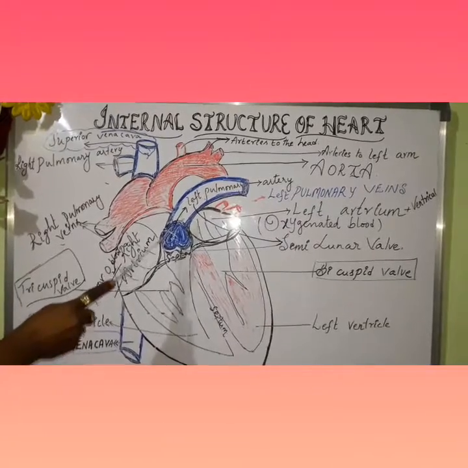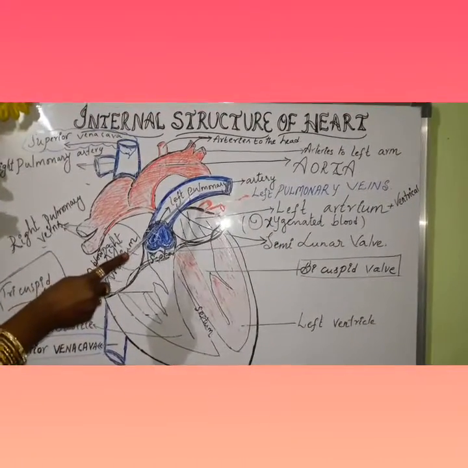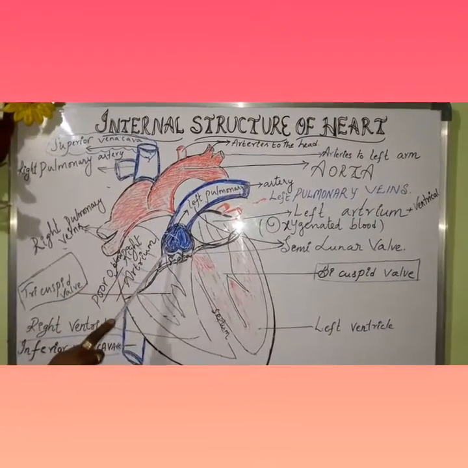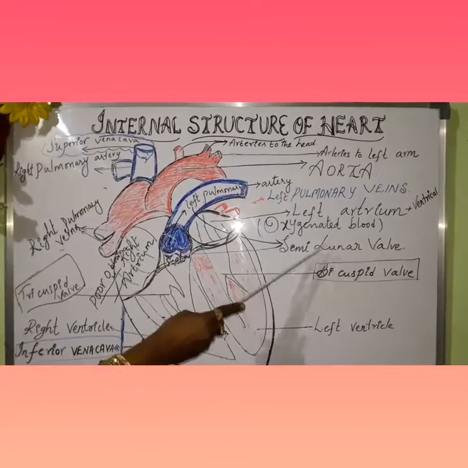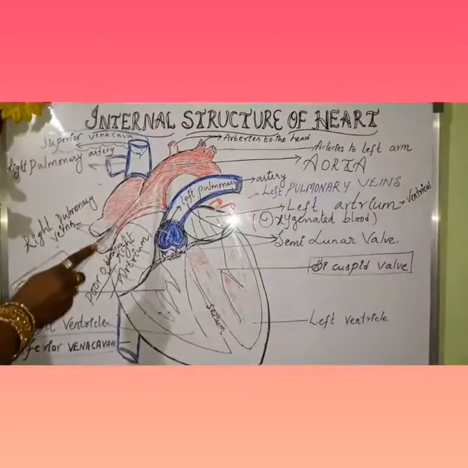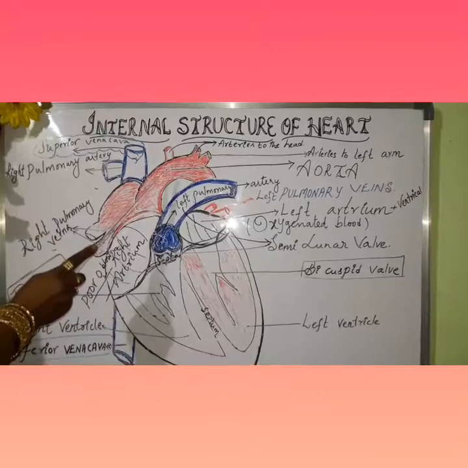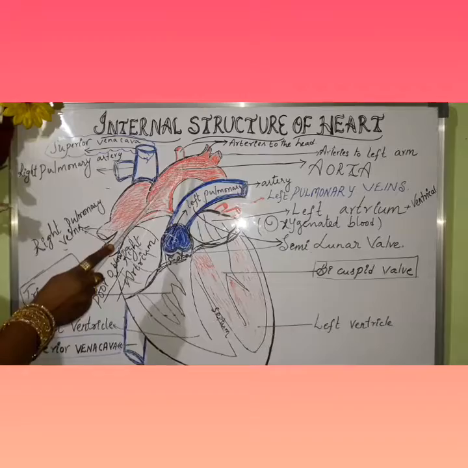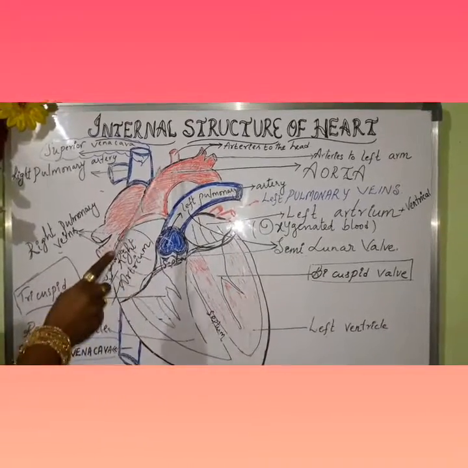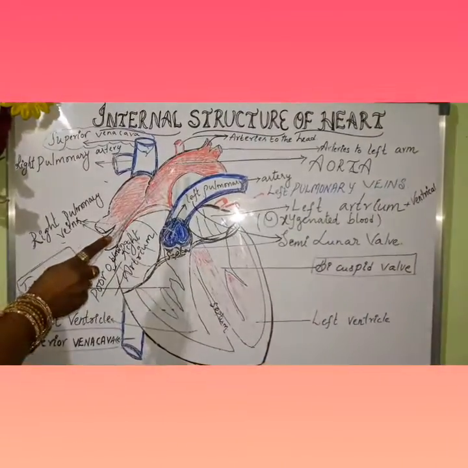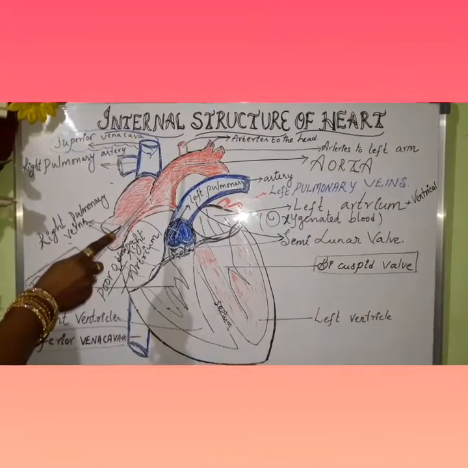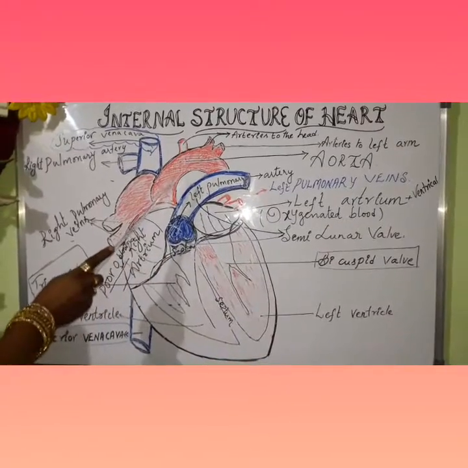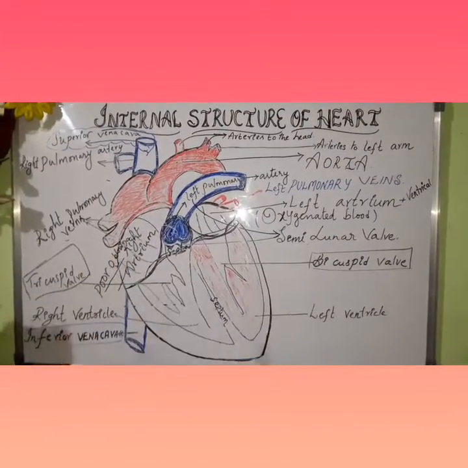This artery is called the left pulmonary artery. The valve near the left pulmonary artery is the semilunar valve. The largest artery present in the anterior region of the heart is called the aorta. The aorta carries oxygenated blood from the left ventricle of the heart into the systemic circulation.